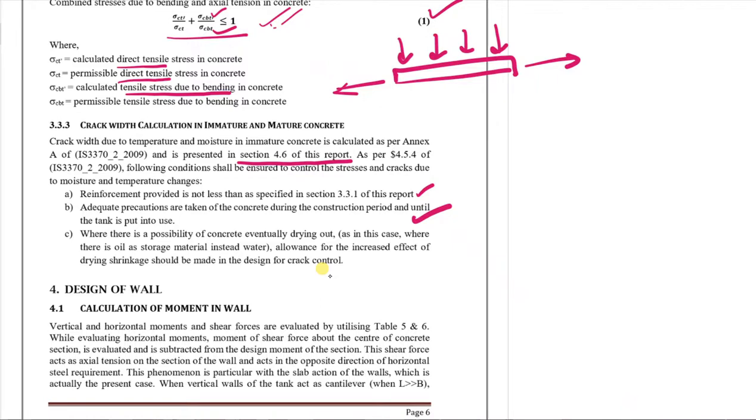Where there is a possibility of concrete eventually drying out, as in the case where there is oil as a storage material instead of water, allowance for the increased effect of drying shrinkage should be made in the design of the crack control. So this we will see, and we will also do the design for that drying shrinkage in the analysis. So we will take up this design of the members, walls, slabs and base slab in the next lecture.